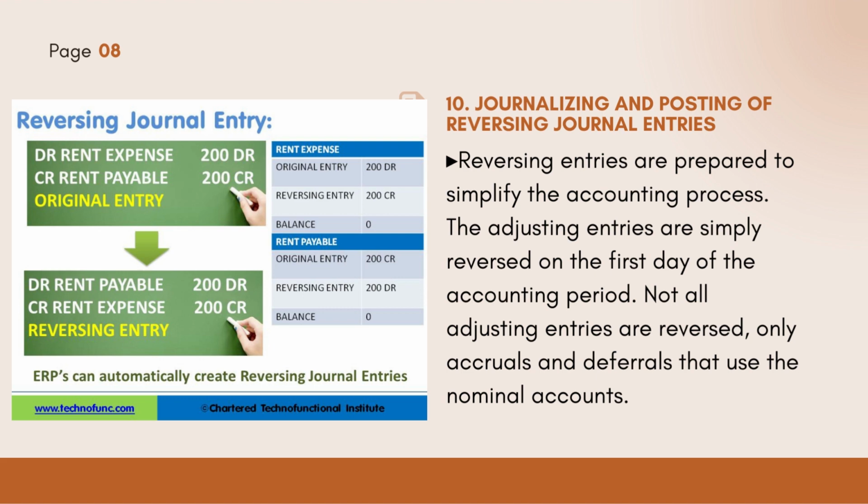So next is the journalizing and posting of reversing journal entries. Reversing entries are prepared to simplify the accounting process. So we have here the provided examples of journalizing and posting of reversing journal entries. We have here the rent expense, accrued rent payable, and many more.